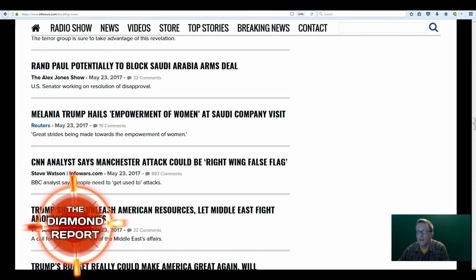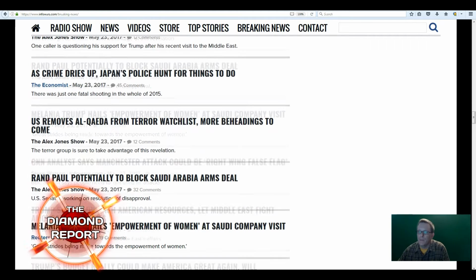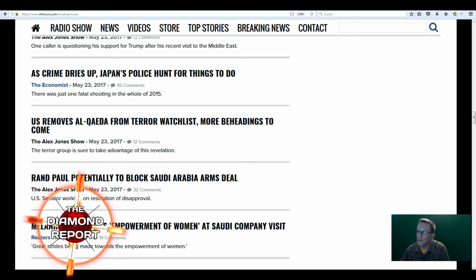Rand Paul potentially to block the Saudi Arabia arms deal. U.S. Senator working on resolution of disapproval. I really hope that happens. Imagine seeing this headline shortly after 9/11 happened. U.S. removes Al-Qaeda from terror watch list. More beheadings to come. Well, that part of it's true. The terror group is sure to take advantage of this revelation. As crime dries up, Japan's police hunt for things to do.